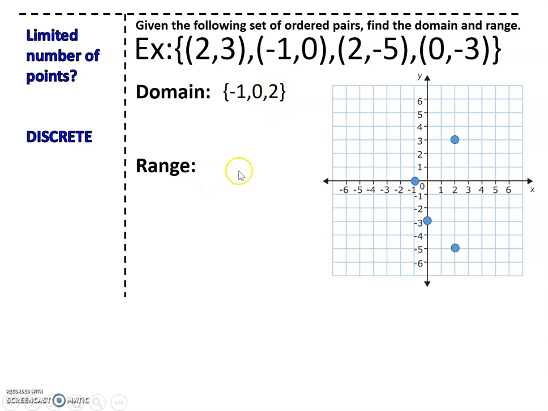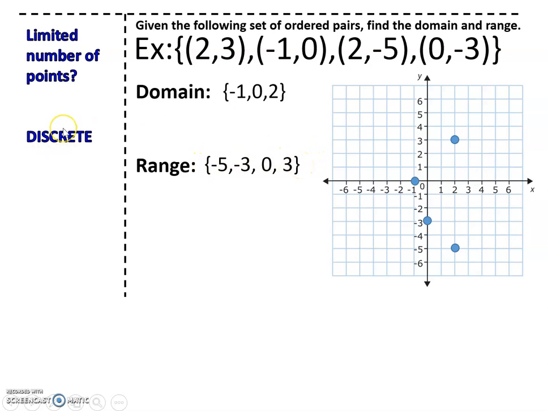Range values. Challenge yourself. What are the y values in this function? Hopefully you're thinking this point is at 3. This point is at 0. This point is at -3. This point is at -5. So those would be your range values. And that's how you would list them using those brackets.